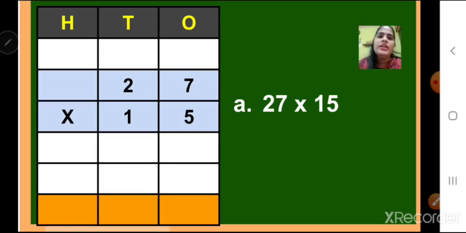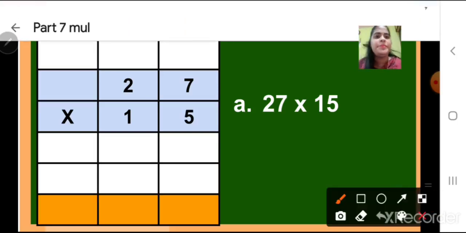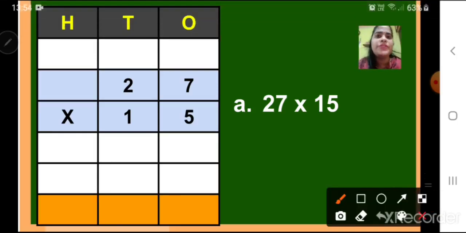Okay, children, let us start multiplying. We are always going to start from right to left. Start from the ones place. First we are going to multiply 5 with 7. What is 5 sevens? 5 sevens are 35. So 3 will be carry over and 5 we will write down here.